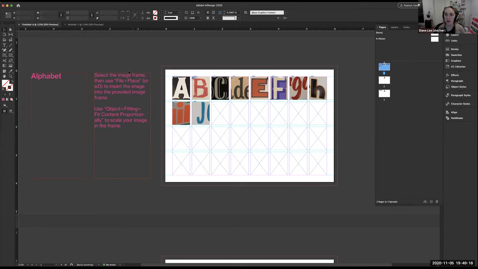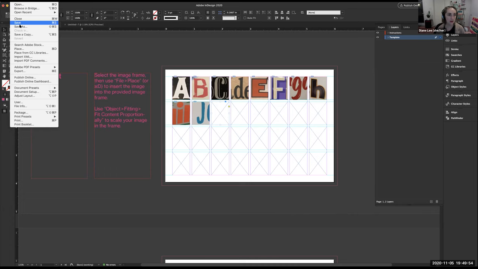In the files that I've created for this workshop, there are two layers, one with the instructions and one with the actual template. It should look pretty much like this when you open it, except you won't have the ABCs in there. The instructions simply state the steps to follow. So select the image frame and then go to File and Place, or Command D. It will pop up a window for you to select an image.